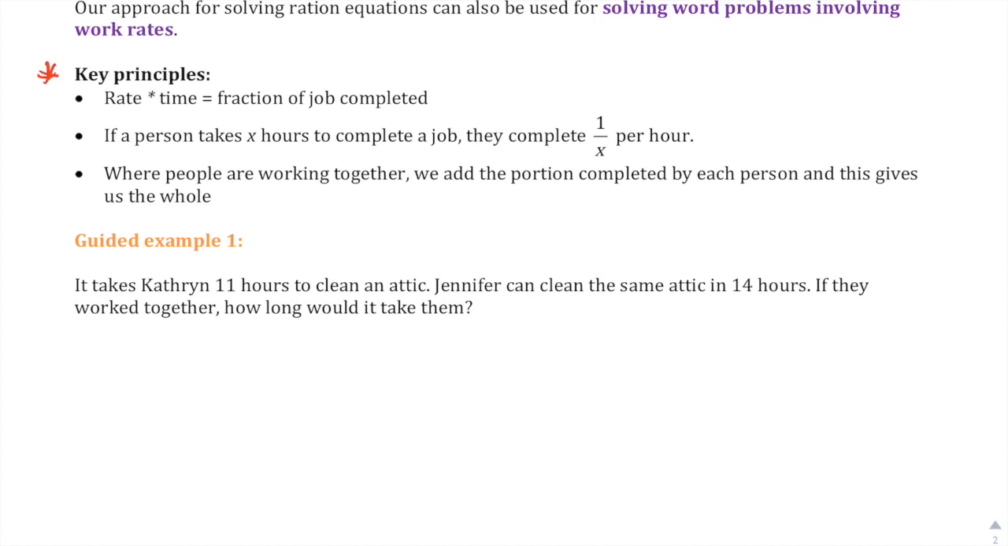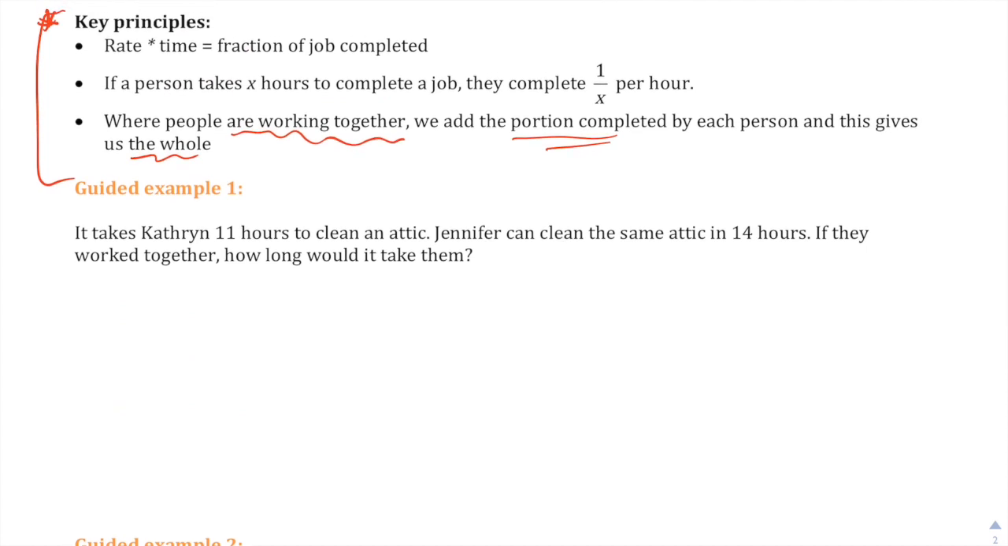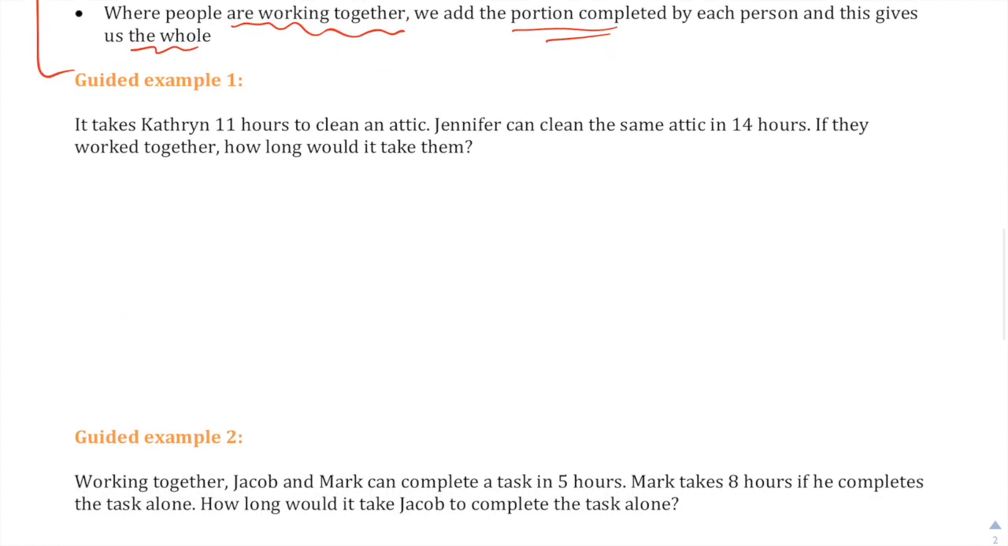If it takes me 3 hours to complete my homework, then I am completing 1/3 of my homework per hour. And if I am working with somebody else who is contributing to my homework completion, let's say a tutor, hopefully that's not what you're doing, but let's say you are, then if we're working together, whatever portion they complete plus the portion I complete will give us a whole, and you'll see these key principles used in the examples below. So I'm not going to try to explain those any more than that. We'll just go straight into the examples.